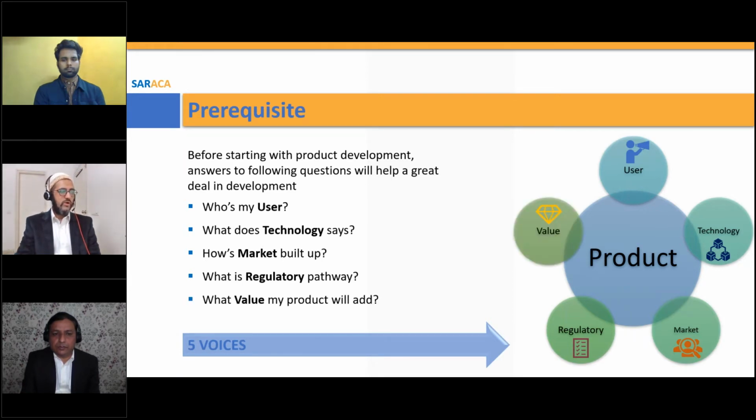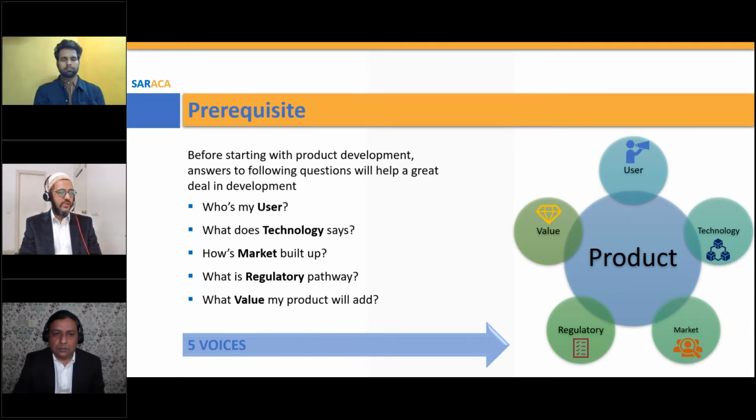Then last but not least, what value your product is going to add. You need to understand that for that particular feature or technology, there might be 10 different products, but what value will you be adding with your product? Sometimes that market itself is a very high value market, and even 1% or 2% market share will give you a lot of value. So that also can be a value for you.